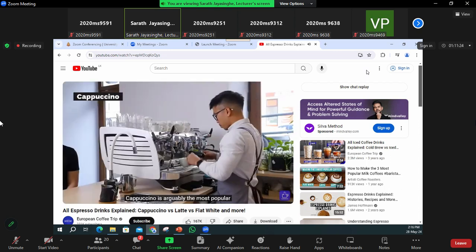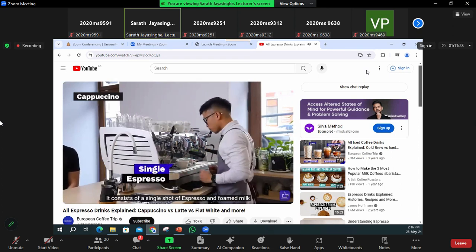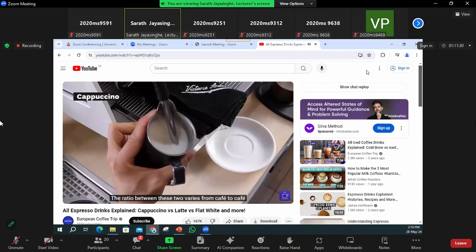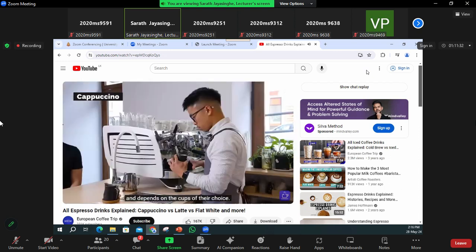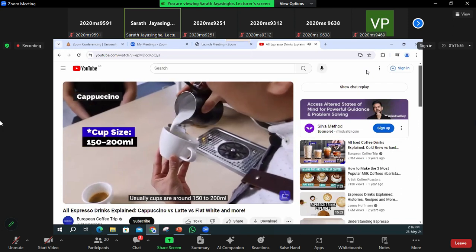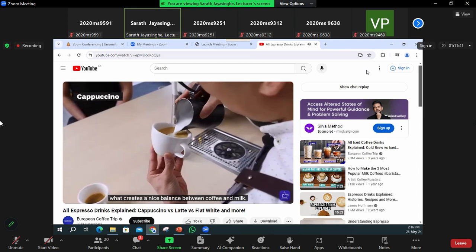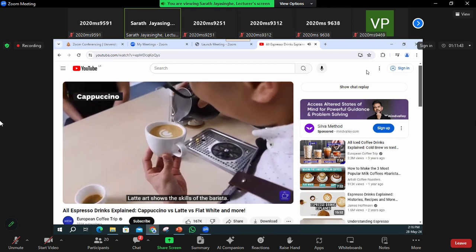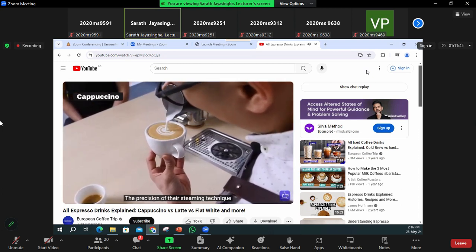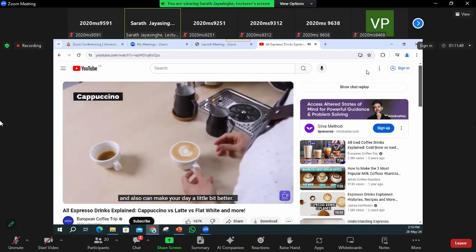Cappuccino is arguably the most popular coffee drink in the world. It consists of a single shot of espresso and foamed milk. The ratio between these two varies from cafe to cafe and depends on the cups of their choice. Usually cups are around 150 to 180 milliliters, which creates a nice balance between coffee and milk. Latte art shows the skills of the barista, the precision of their steaming technique, and also can make your day a little bit better.